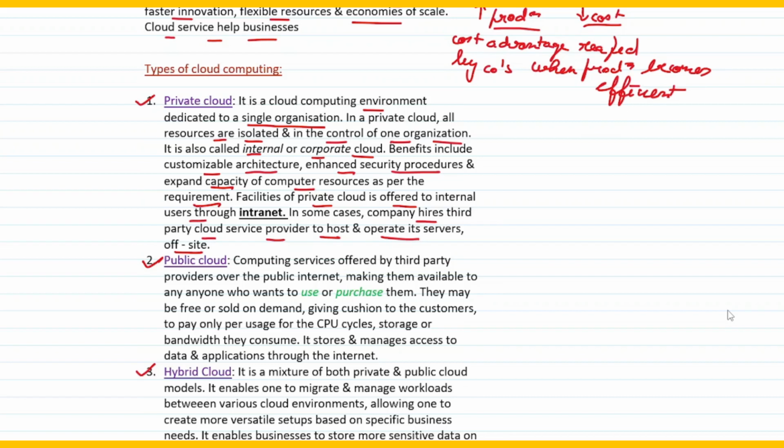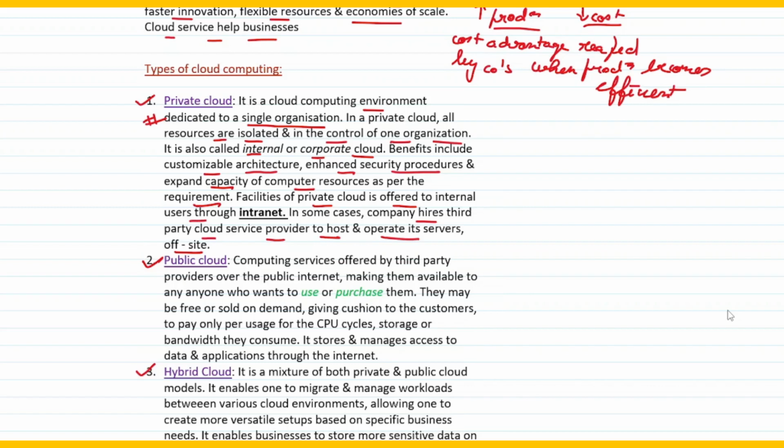right? So basically, what is a private cloud? It is basically a cloud computing environment dedicated to a single organization. So the keyword here is it is only meant for one single organization, or it is very organization specific. In a private cloud, all resources are isolated and in control of one organization. It is also called an internal or a corporate cloud. Benefits basically include customizable architecture, enhanced security procedures, and expanded capacity of computer resources as per the requirement.